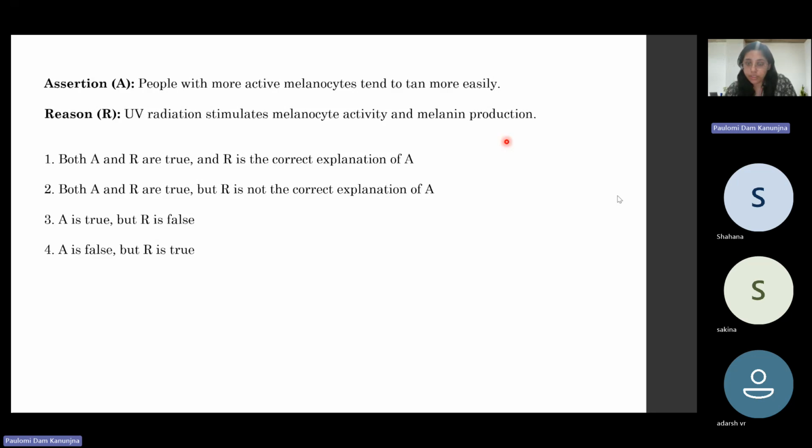Okay. One is the correct answer, because this is something that we will hear in common days also, right? You step out in the sun, you put sunscreen so that you don't get tanned. You get tanned, which is basically darkening of the skin patch. That's because UV radiation stimulates melanocyte activity. Melanocytes give rise to melanin, which is responsible for darkening of the skin patch.